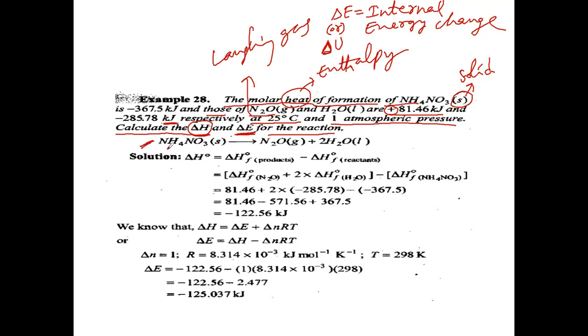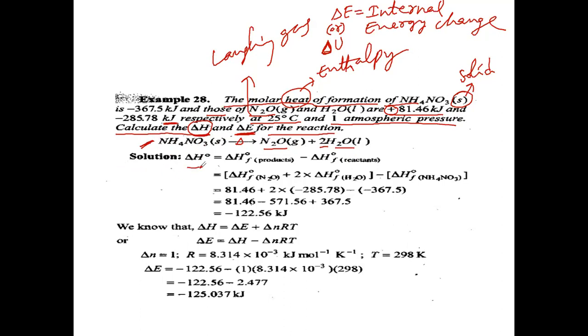What is given in the question? Ammonium nitrate solid is heated to convert into what? N2O gas and 2H2O liquid. Okay, the equation is given. So 2 moles of H2O product, 1 mole of N2O product, and 1 mole of NH4NO3 salt.